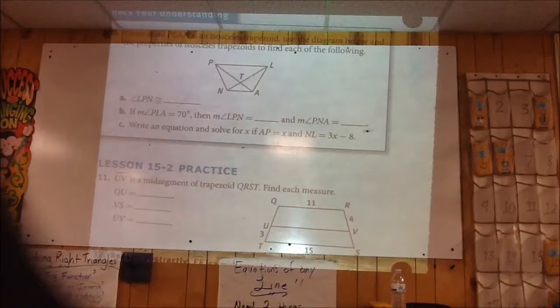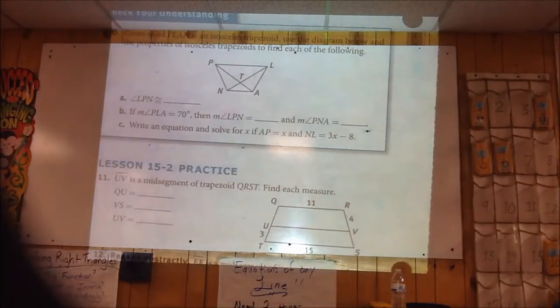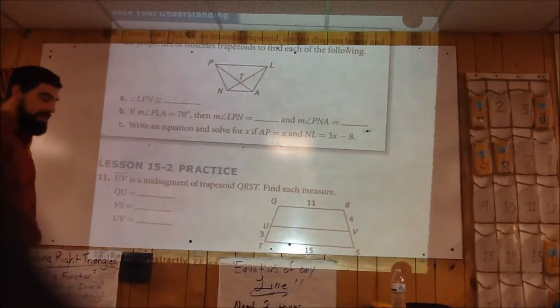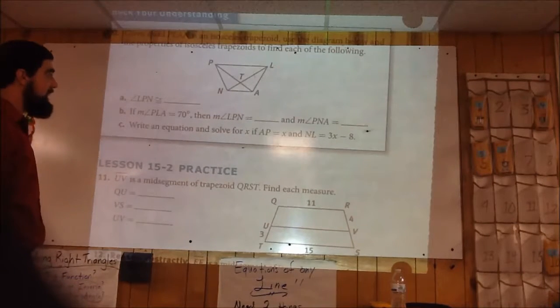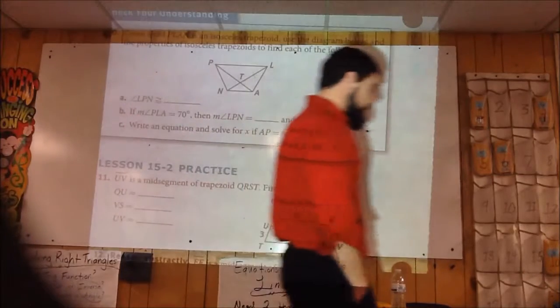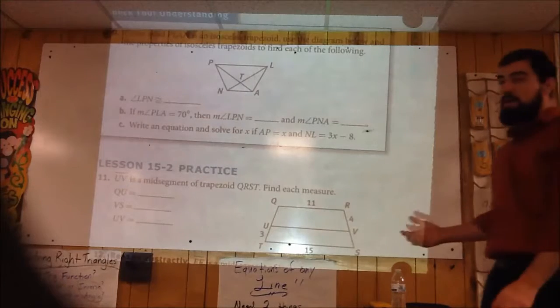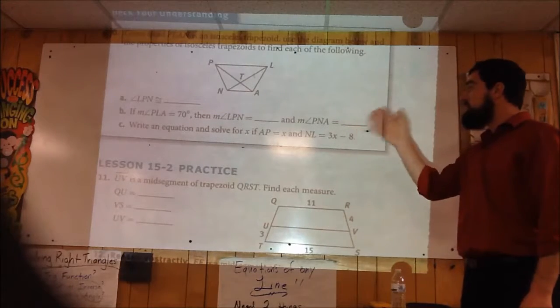We're given that quadrilateral PLAN is an isosceles trapezoid. Use the diagram below and the properties of an isosceles trapezoid to define each of the following. It says write an equation and solve for x if the length of AP is equal to x, and the length of NL is equal to 3x minus 8. Those are representing the lengths of the diagonals, and the diagonals are congruent, so the two segments are congruent and the lengths are equal.